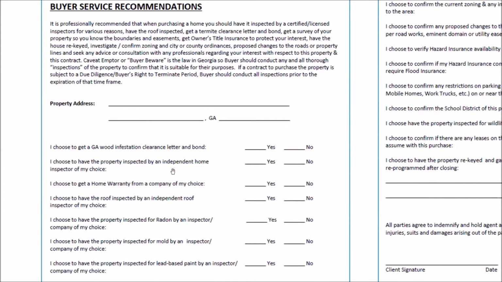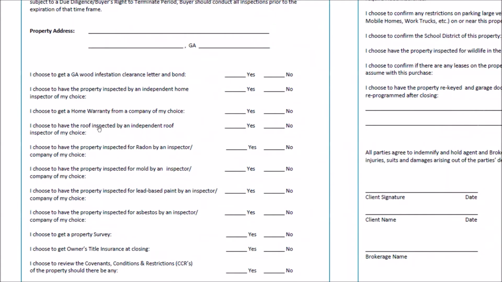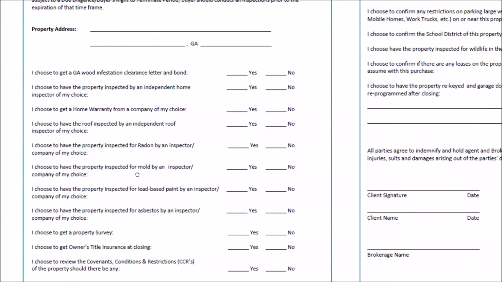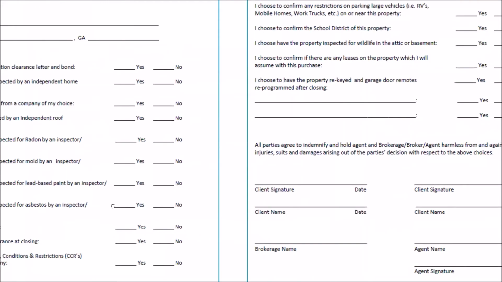So you would fill in the property address, and it says, I choose to get a Georgia wood infestation clearance letter and bond, yes or no? Inspected by an independent home inspector of my choice, yes or no? I choose to get a home warranty. I choose to have the roof inspected. I choose to have it inspected for radon by an inspector company of my choice. I choose to have it inspected for mold. I choose to have it inspected for lead-based paint. Asbestos. Get a survey. Get owner's title insurance. Review the CCRs.